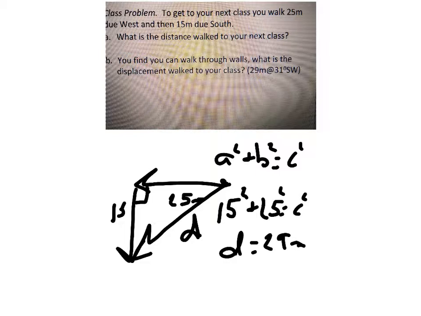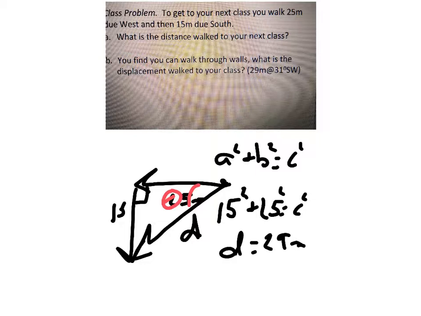Now, displacement's a vector, so you can't just end it at 29 meters. You also need to give a direction. For the direction, it's theta, but we're always going to give it off the x-axis. So what I marked in red is our theta. Now, how are we going to get theta? Well, this is where sine, cosine, tangent come in.